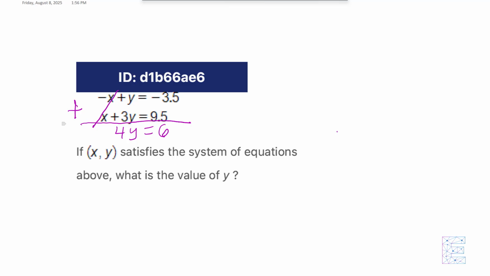So I'm going to divide both sides by 4. And y ends up being 3 over 2, or if you will, as a decimal, y equals 1.5. Either of those is acceptable.